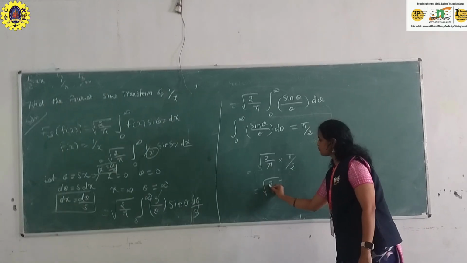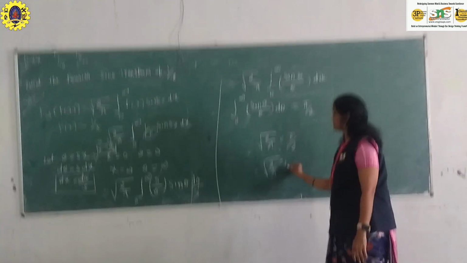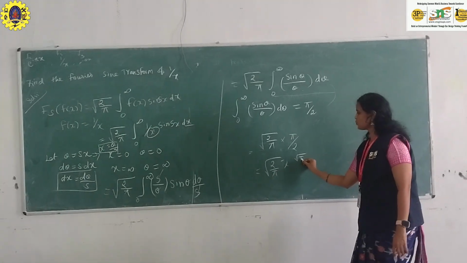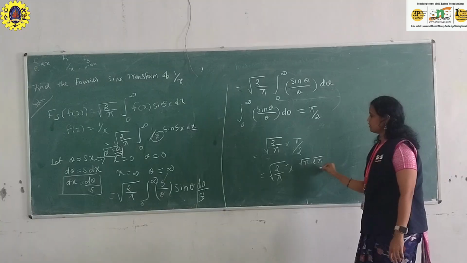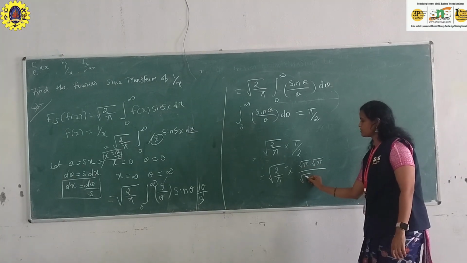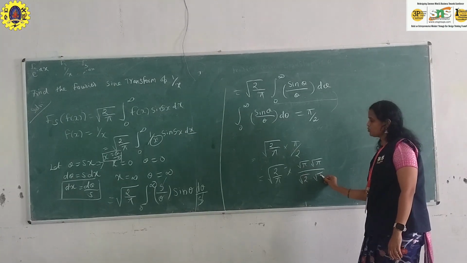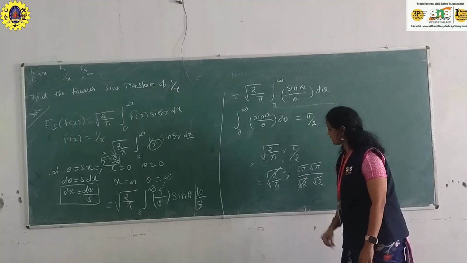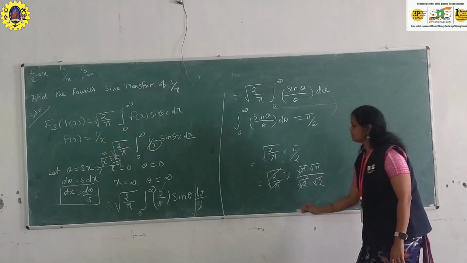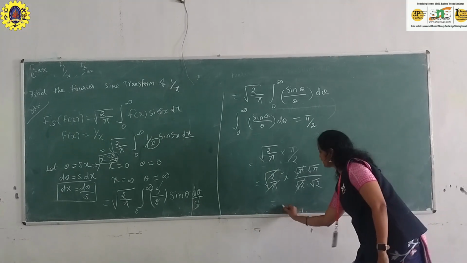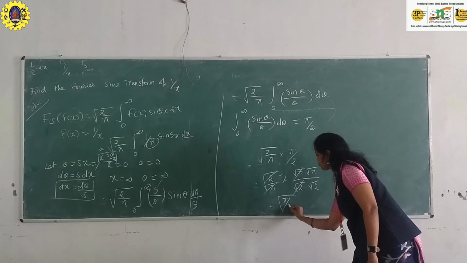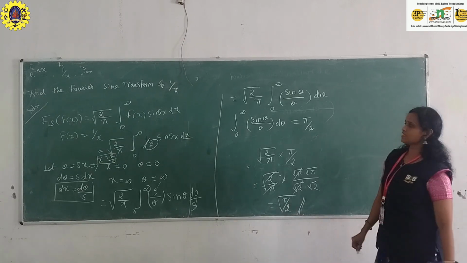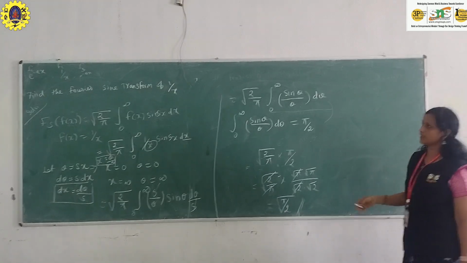So root 2 divided by pi, and this pi can be written as root pi into root pi and 2 can be written as root 2 into root 2. Here 1 root 2 get cancelled and 1 root pi get cancelled. Finally we have root pi by 2. This is the Fourier sine transform of 1 by x.